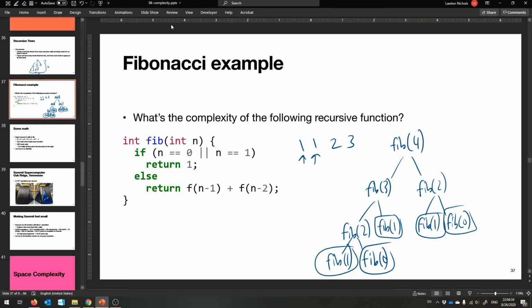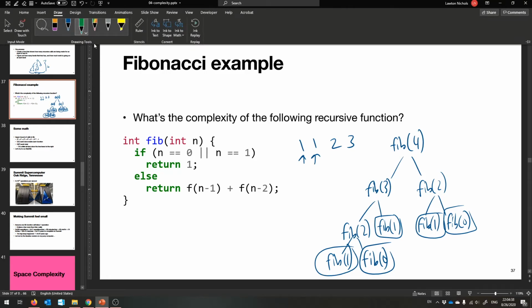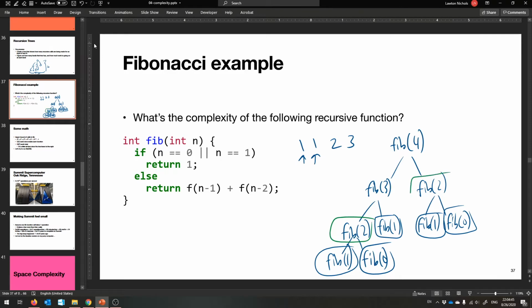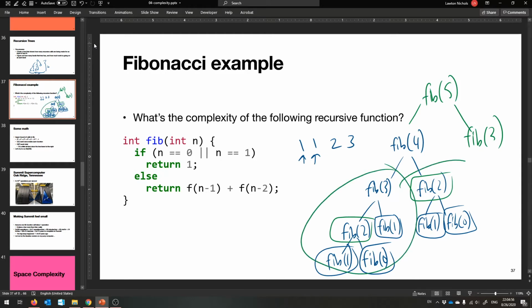So notice, though, all the repetition. Okay? That's what makes this quite horrible. I'm repeating all these base cases, and I'm repeating fib 2 here, fib 2 there. And if this was like fib 5, here I'd have fib 3, and I'd repeat all of this right over there. You see that? And so suddenly, all of these base cases are happening so super often. Okay?